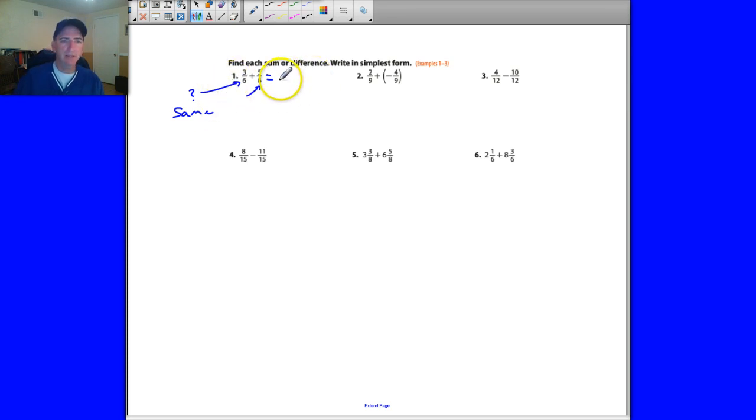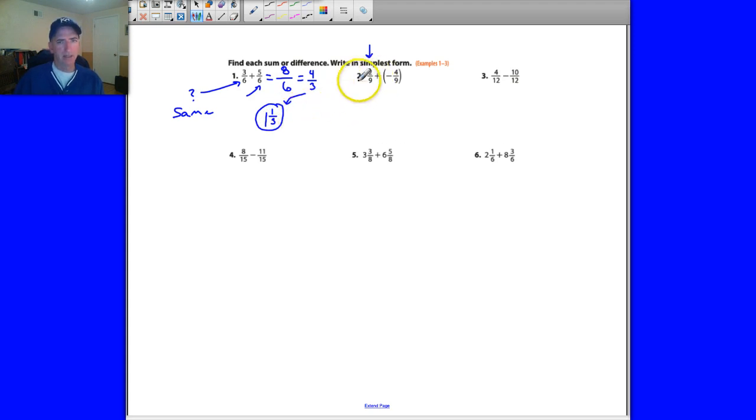If they are the same number, you know that it's going to be over 6. And all you do is do this operation to the top. You add or subtract. 5 plus 3 is 8. Now you do have to write it in simplest form. 8 over 6 actually reduces down to 4 over 3. But what we would prefer to do is turn that into a mixed number, which is 1 and 1/3. There is your best answer.